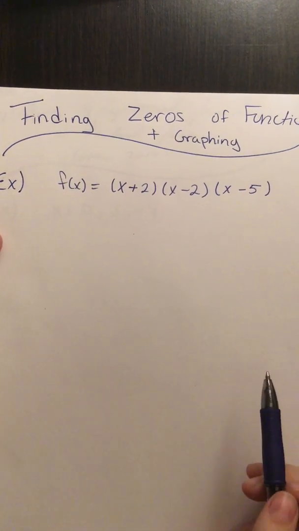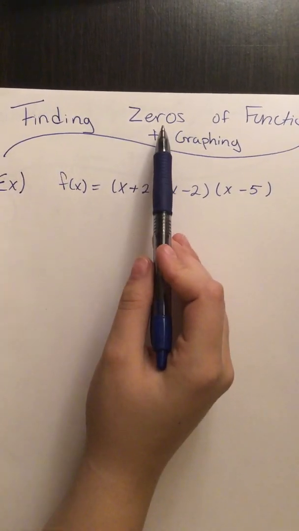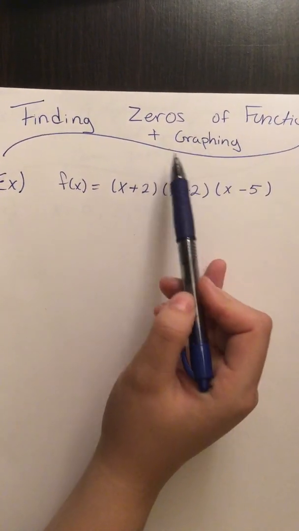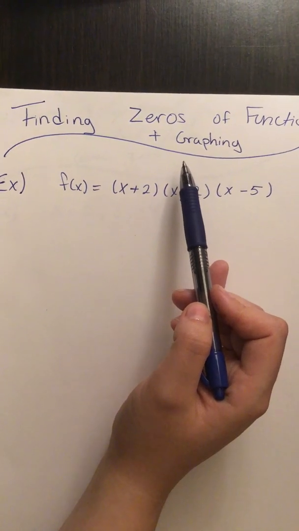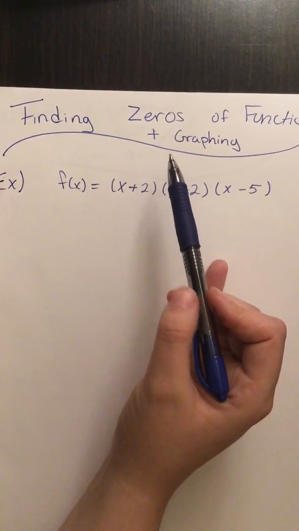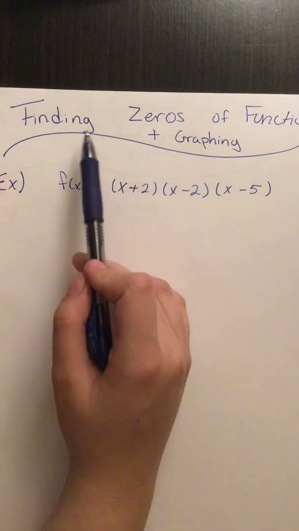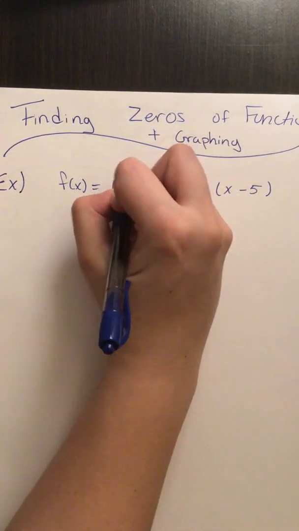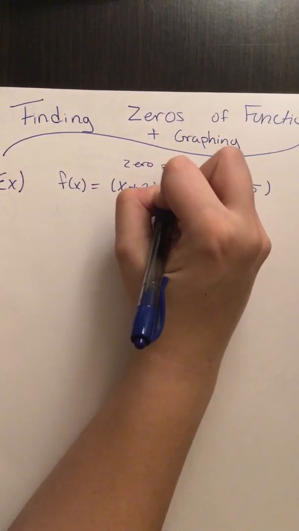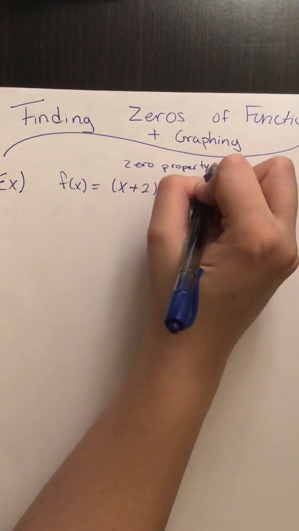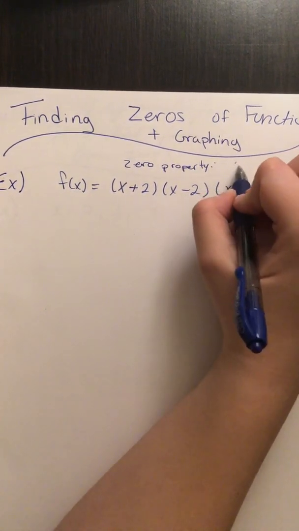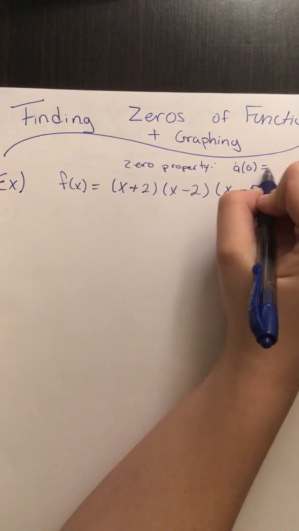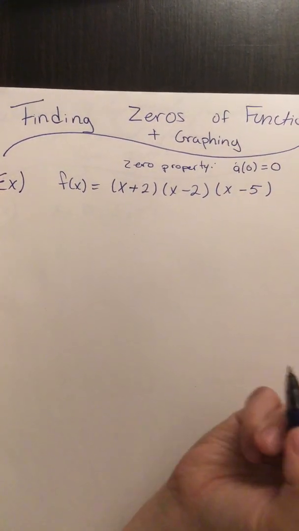Okay, for this video, we're going to talk about finding zeros of functions, and then we're going to be graphing the general sketch for them. Okay? So to find zeros of functions, we have to use the zero property. And the zero property states that any real number multiplied by 0 will always equal 0.